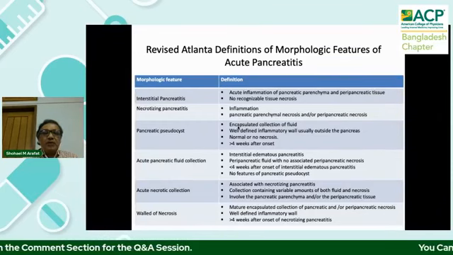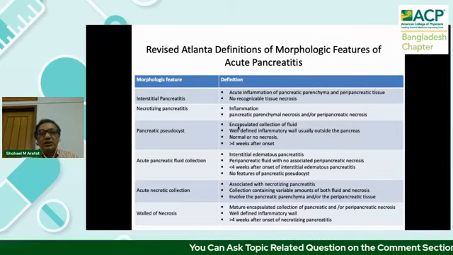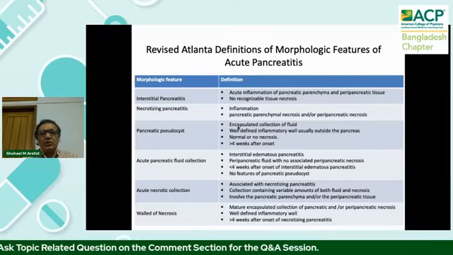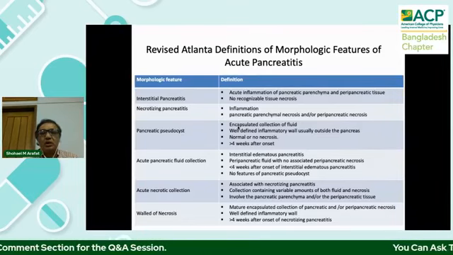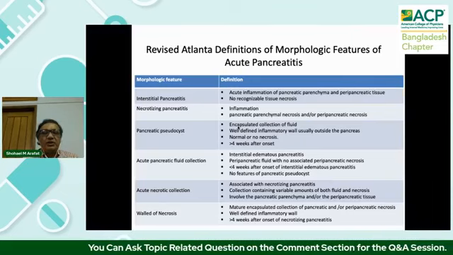Another thing is acute peripancreatic fluid collection. This is usually less than 4 weeks, and in these cases there is interstitial edematous pancreatitis and there is peripancreatic fluid collection, and it is within 4 weeks. The difference from a pseudocyst is that there is no well-defined boundary or well-encapsulated area. So this is the basic difference between these two.